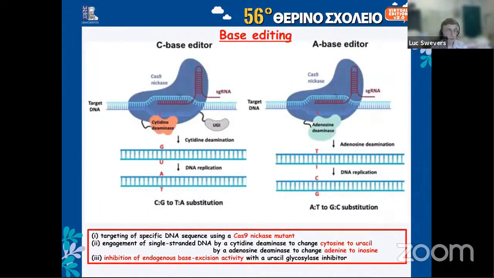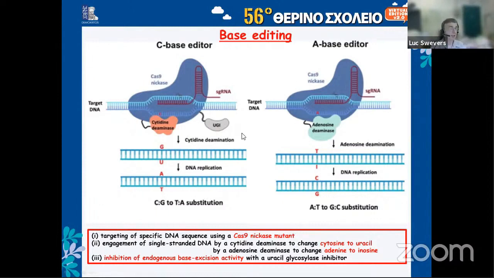So far, I have just talked about the canonical CRISPR-Cas system, which is based on a double-stranded DNA break, but CRISPR-Cas has moved on, and it's now feasible to do genome editing in the absence of a double-stranded DNA break. And a very popular system is base editing.